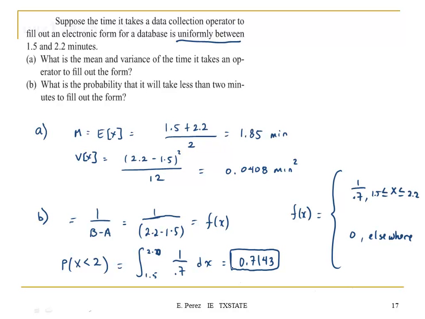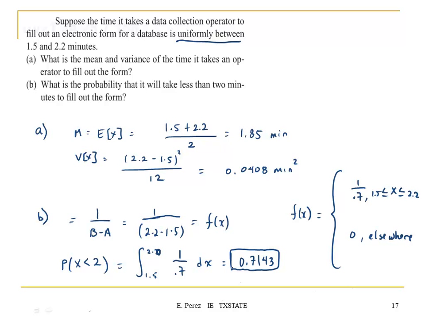Questions? No questions. So again, the most important thing here is you need to find out how to get the PDF. So the uniform is 1 over b minus a. And then you solve for the probability you're looking at. Questions? So this is for the uniform. Now we're going to transition to the normal distribution.